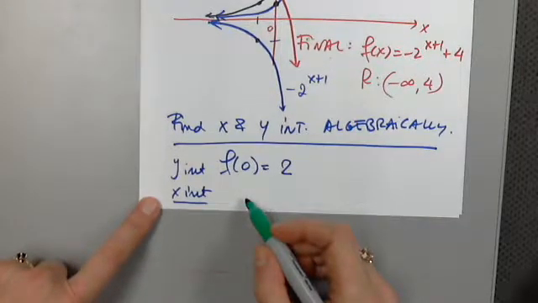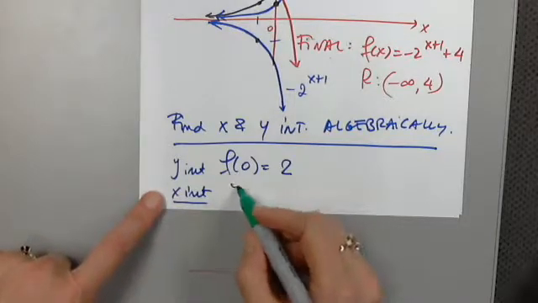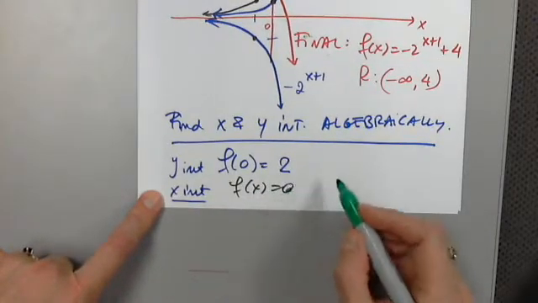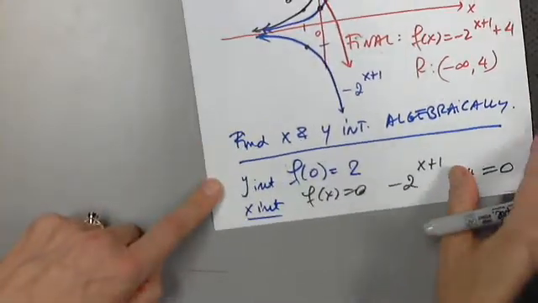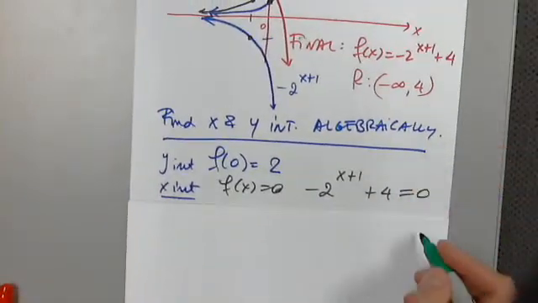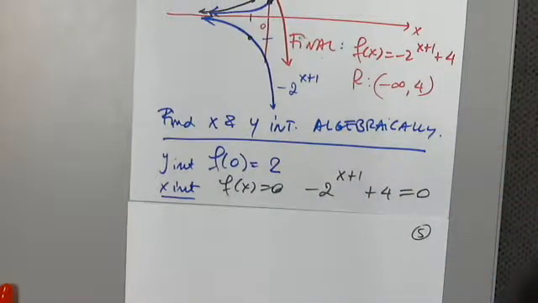I said, very good, f of x equals 0, which is -2 raised to x plus 1 plus 4 equals 0. Now I'm asking myself, like I always do, what type of equation is it? Is it absolute value? Is it linear? Is it quadratic? Is it quadratic in form? Is it rational? Of course it's exponential because that's what we're talking about. It is an exponential equation.